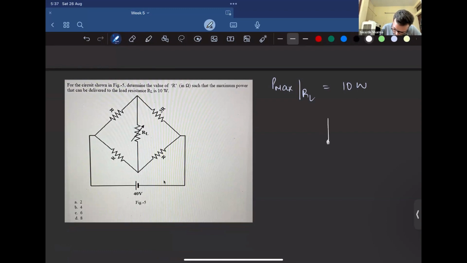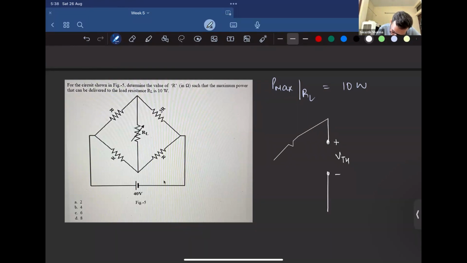Sir, is this a Wheatstone bridge? This is not a Wheatstone bridge because the ratios are not maintained. It's one is to one, and the other is 3:1. So it's not a Wheatstone bridge. Otherwise also, the load resistance has some power, right? If it has some power, that means it's not a Wheatstone bridge.